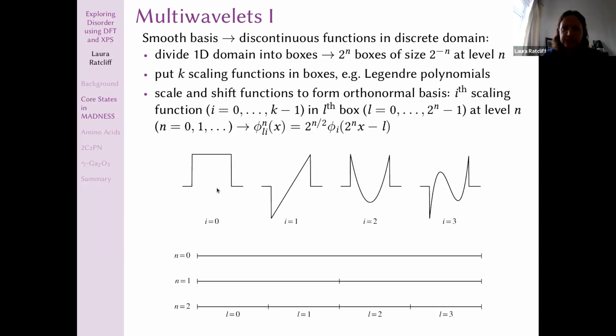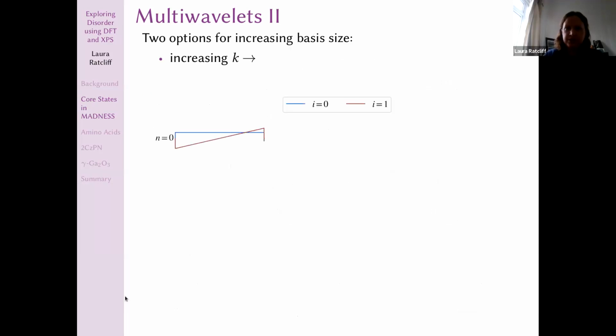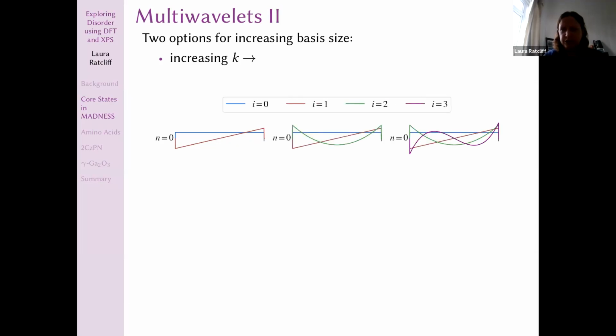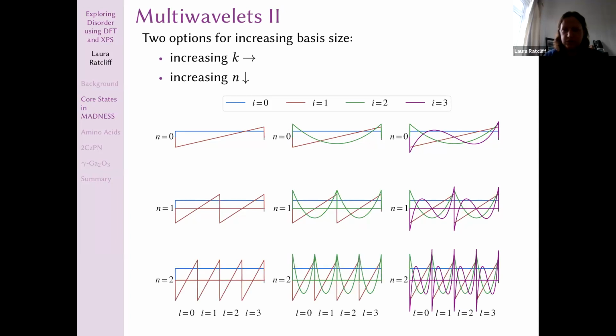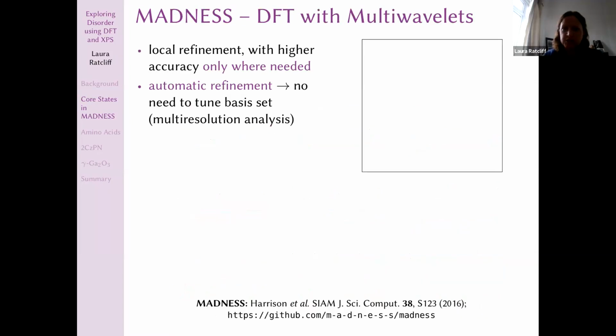And then our basis set consists of a set of these Legendre polynomials, and we scale and shift them to fit in the boxes. So we have Legendre polynomials going up to order k that live in these different boxes at the different levels n. That means if we want to increase the basis set size, we don't have a single parameter. We can either increase the order of the Legendre polynomials, so increase k, or we can increase n, decreasing the effective grid spacing. And in practice, we usually do both at once. So why is this useful? Unlike in BigDFT, where we have these fixed two grid resolution levels, in MADNESS, we have local refinements.